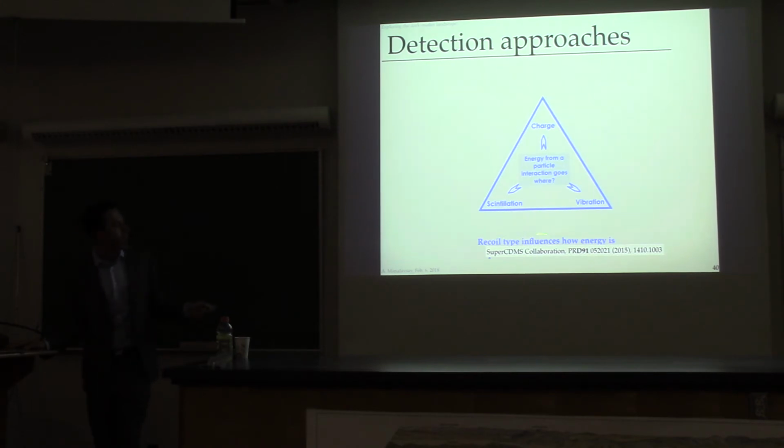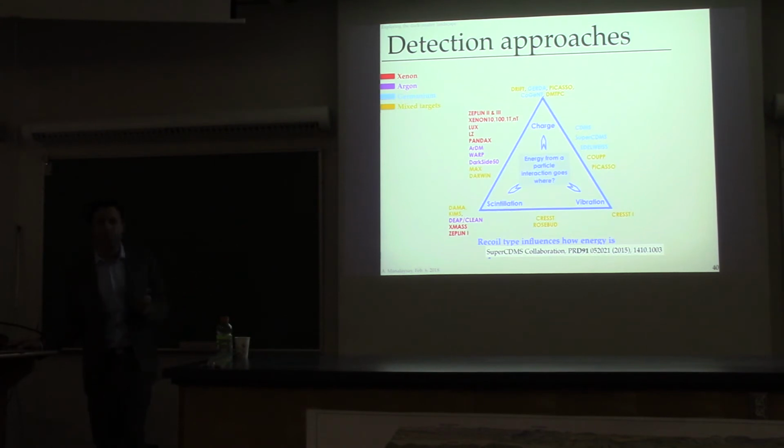So the thing is that the recoil type, whether it's a nuclear recoil or an electronic recoil, will be manifest in how that energy is distributed among these channels. I'll not go through them all, but there are some experiments. Here are ones that look at both charge and scintillation. Here are ones that look at both scintillation and vibration, etc.